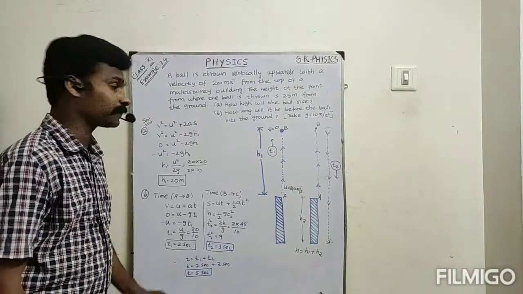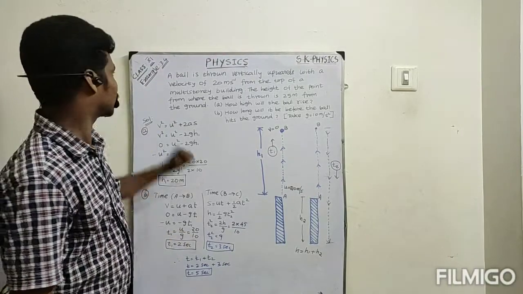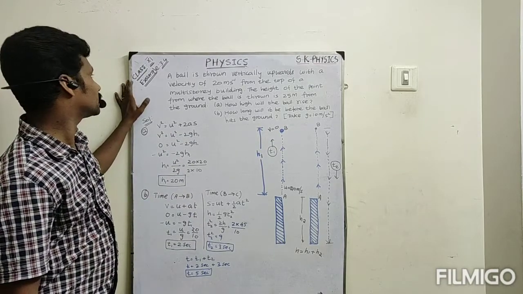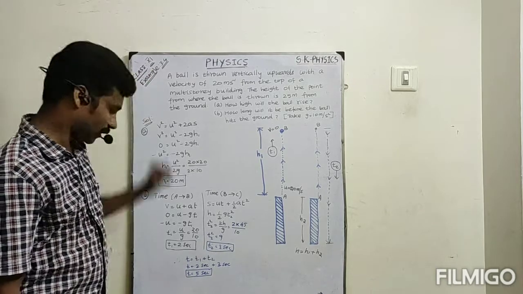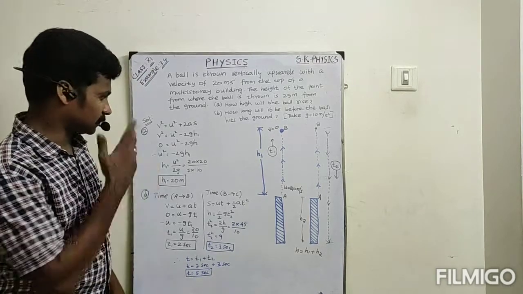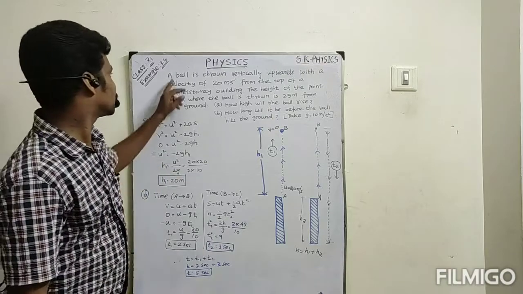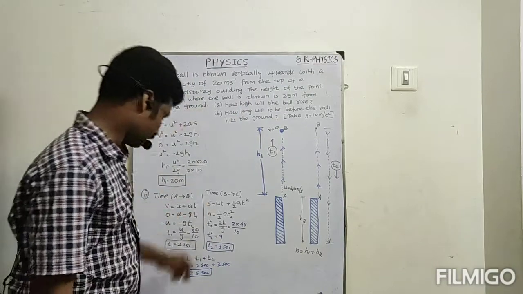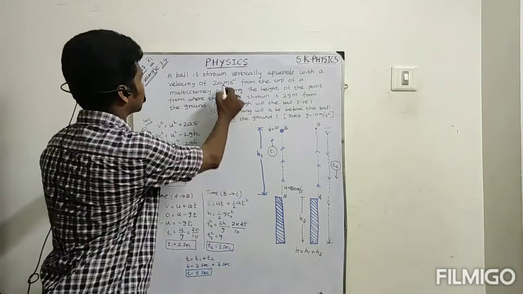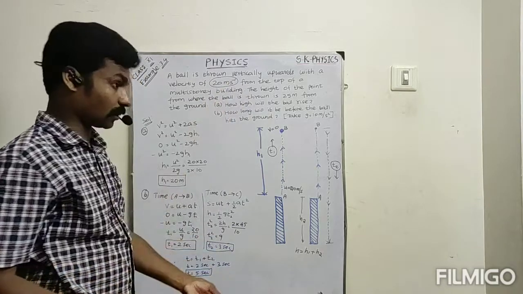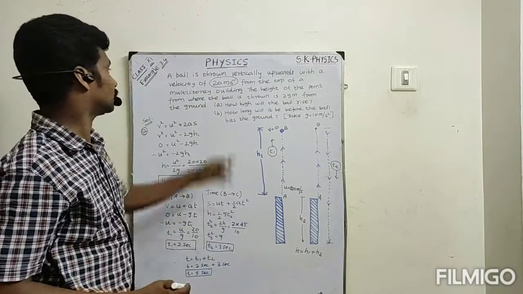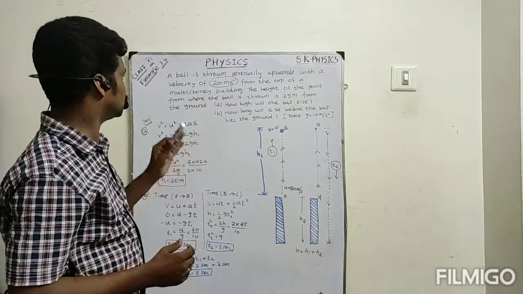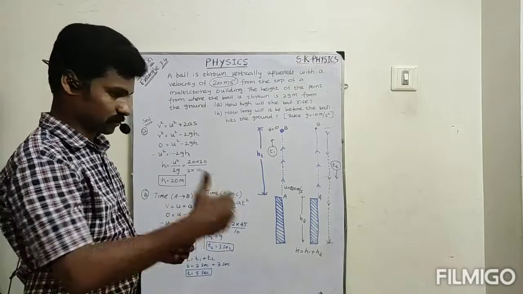Dear students, now we are going to discuss in 11th standard motion in a straight line chapter NCERT example problem number 3.4. Okay, see one interesting question. Listen, a ball is thrown vertically upward with the velocity of 20 meter per second from the top of the multi-story building.